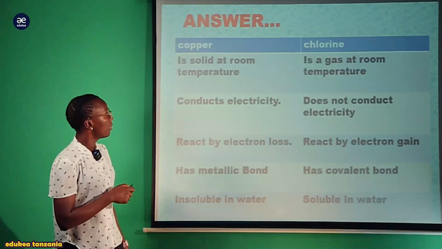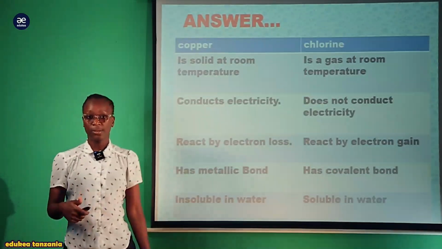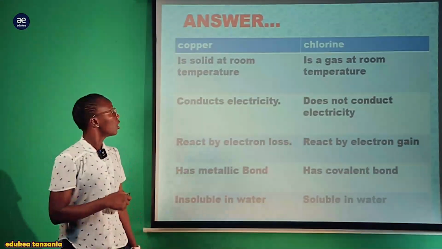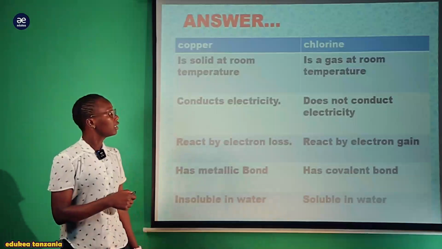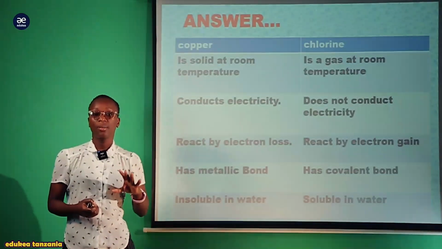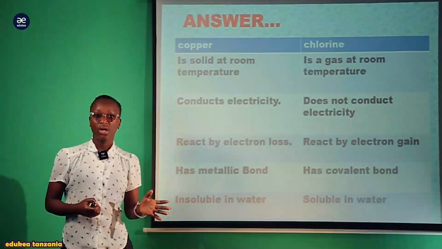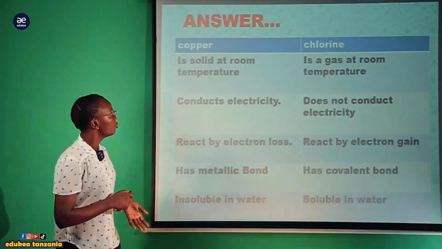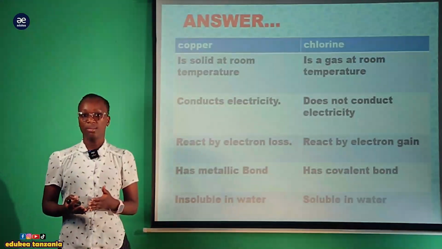Tulikuwa na element ya copper, but also tulikuwa na element ya chlorine. Now you have to pass through. Copper is a metal, lakini chlorine is a non-metal. So obviously we'll go through the nature's properties za metal and non-metal. So as you can be able to differentiate these elements.